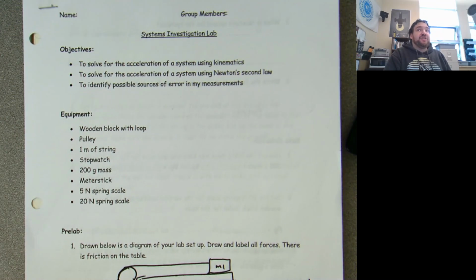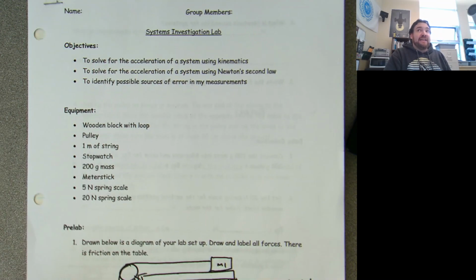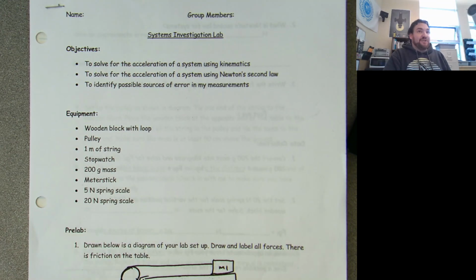Credit where credit is due. I snagged this lab from Mrs. Broad. She had her students do it last semester, and I thought it was really cool. So I'm going to bring it over here.